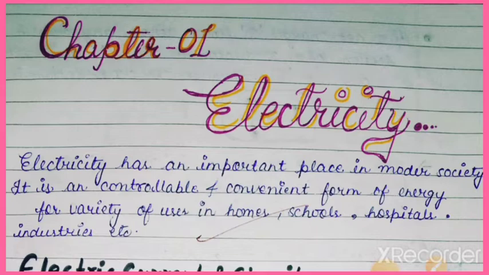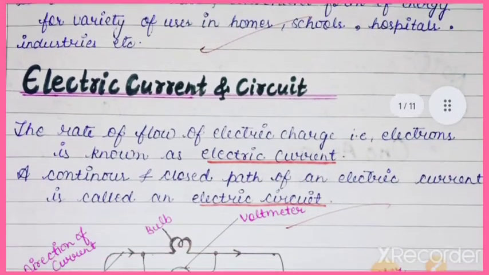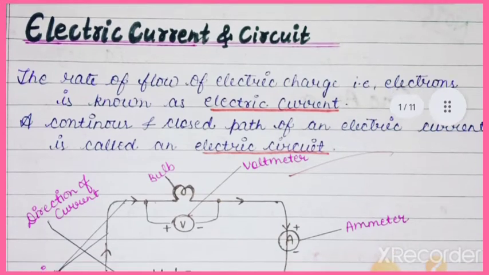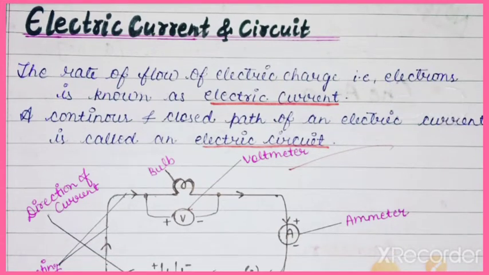And electricity is very important because all the work is done by computers, right? And to use the computers, electricity is very important. Okay, let's start. So basically electric current and circuit is our topic. So what is electric current, or you can say current? The rate of flow of electric charge, only you have to learn it.